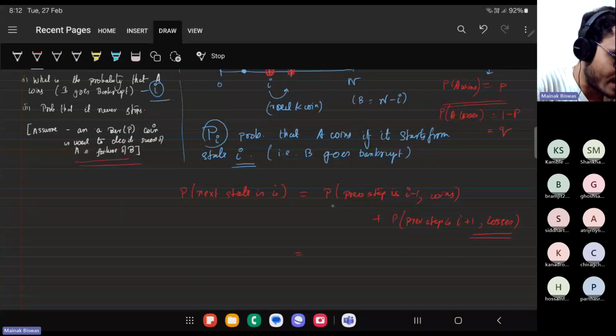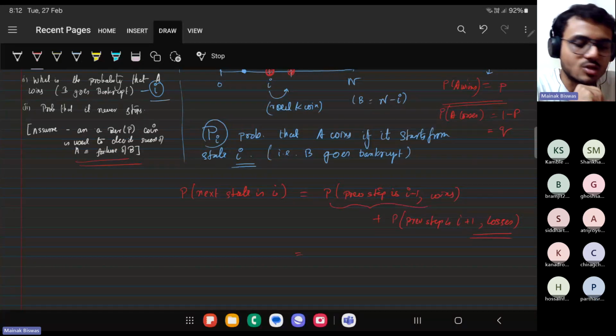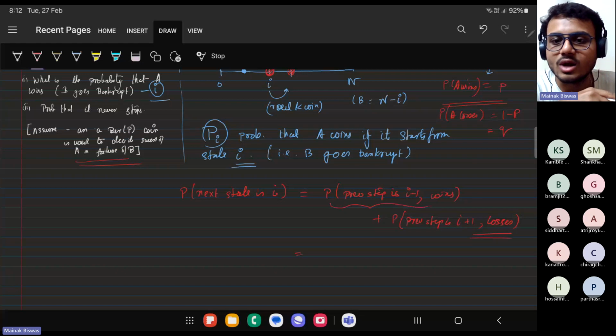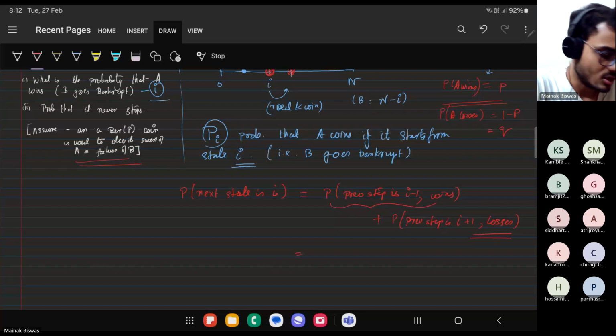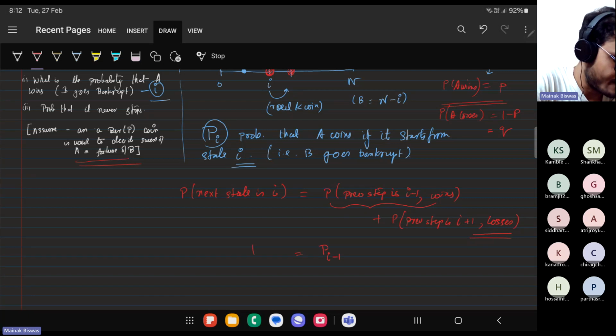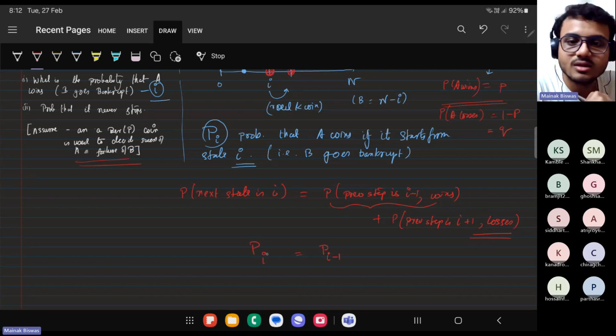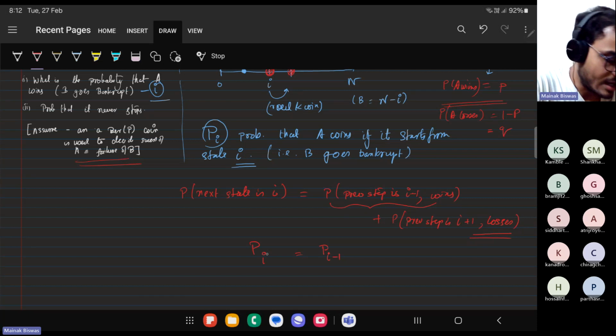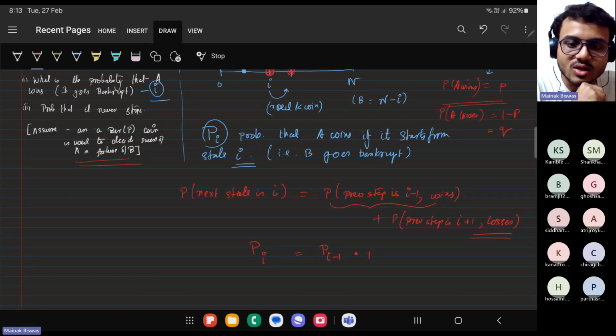So these are independent, right? You start at i plus 1 and you win. They are not dependent on one another. The coin toss happens irrespective of which state you are in. So the probability that you start at i minus 1 is P of i minus 1. Do you agree? And this is P i as we have defined. And you win with probability p. This is a constant and P i is the function.